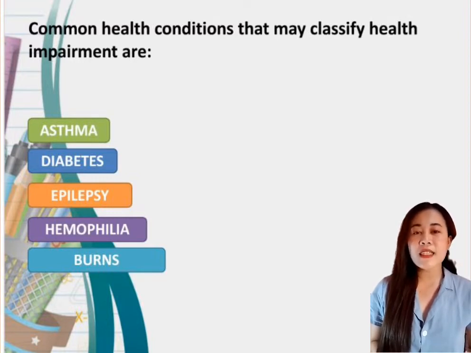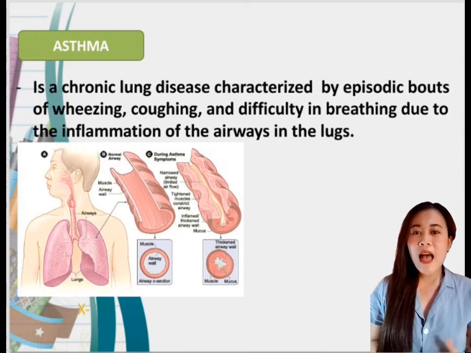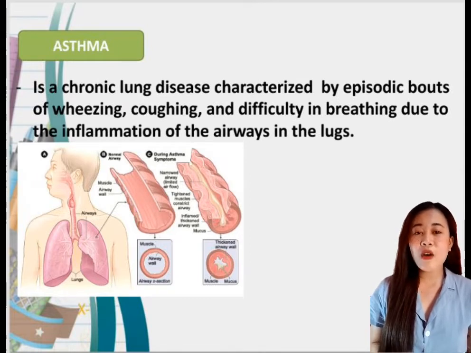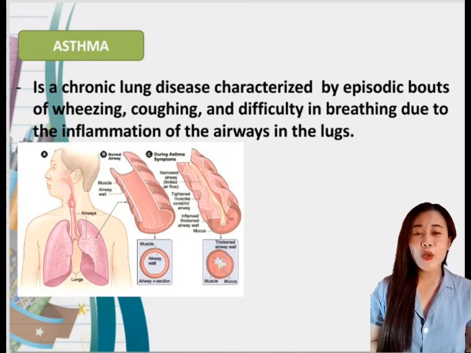So now, let's discuss first what is asthma. Asthma is a chronic lung disease characterized by episodic bouts of wheezing, coughing, and difficulty in breathing due to the inflammation of the airways in the lungs. Meaning, asthma is a condition that affects your lungs. It is a chronic condition, meaning it doesn't go away and needs ongoing medical management.